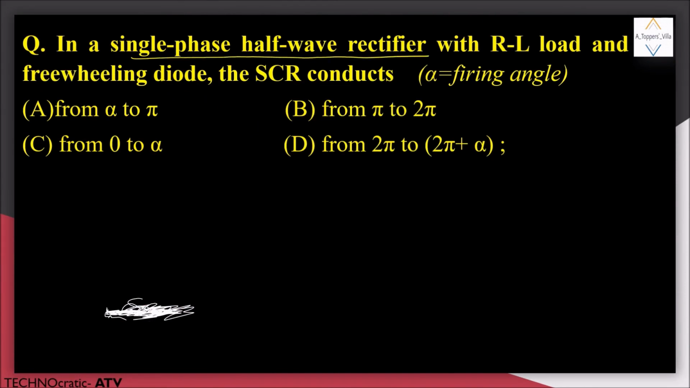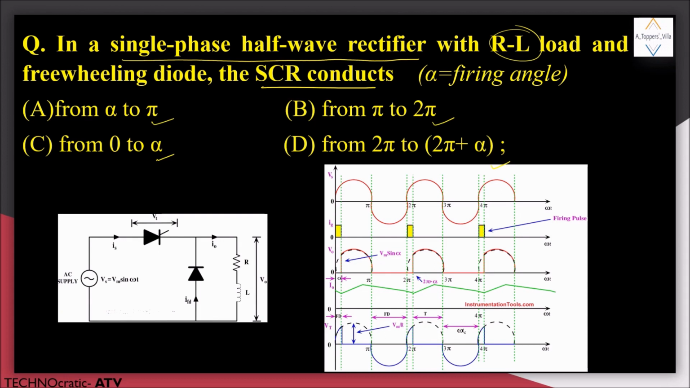In a single-phase half-wave rectifier with RL load and freewheeling diode, the SCR conducts from alpha to pi, 0 to alpha, pi to 2 pi, or 2 pi to 2 pi plus alpha. So here you can see a single phase half wave rectifier with RL load and a freewheeling diode. It is conducting from alpha to pi. So the correct option will be A. From alpha to pi, the SCR will conduct in the single phase half wave rectifier with RL load and a freewheeling diode. Option A will be the correct answer.